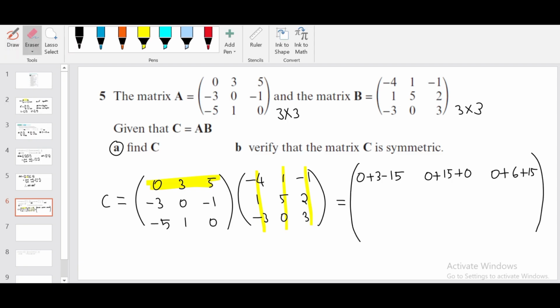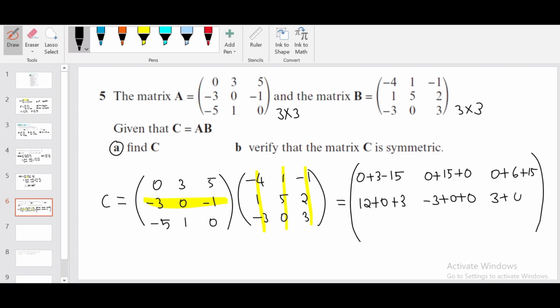And then we need to do the same thing using the second row. Take second row and multiply all the three columns. You get 12 plus 0 plus 3. By writing this way, the chance of making mistakes will be less. And then minus 3, 0, 0, 3, 0 minus 3, and then 21.